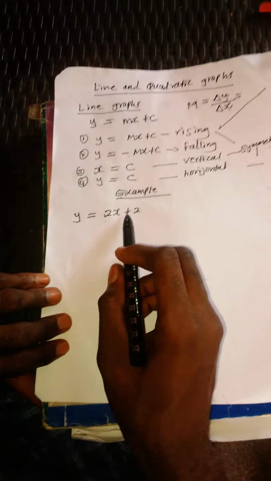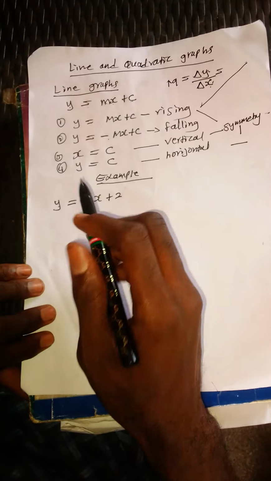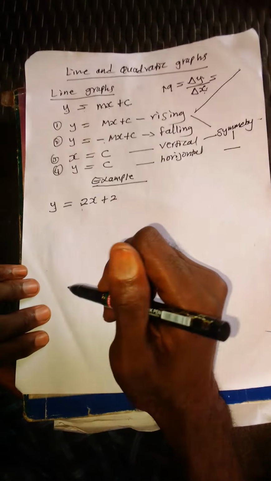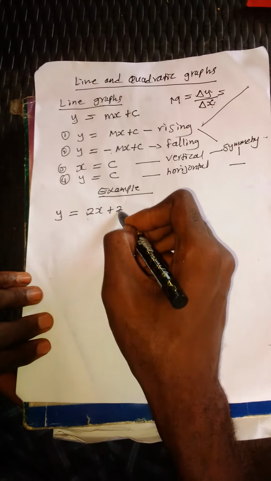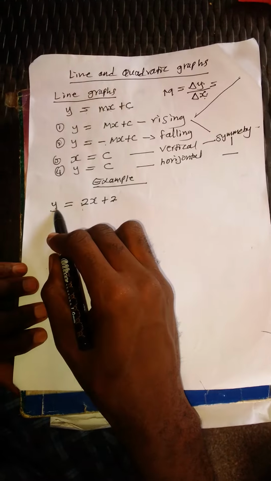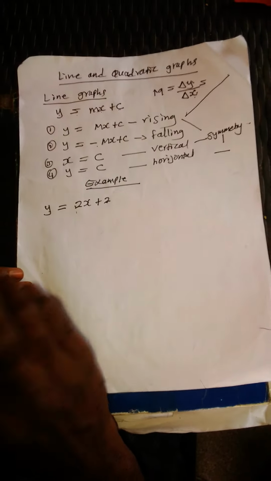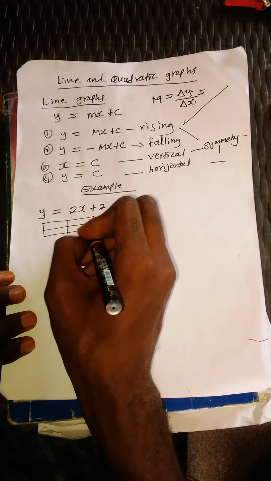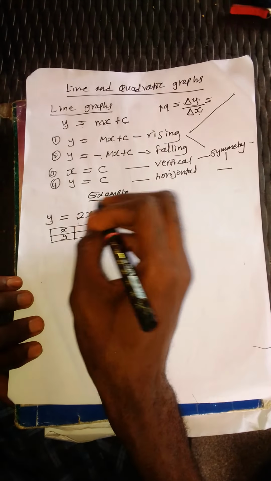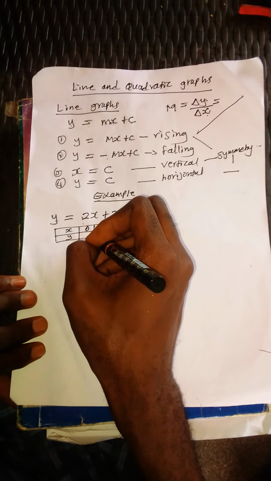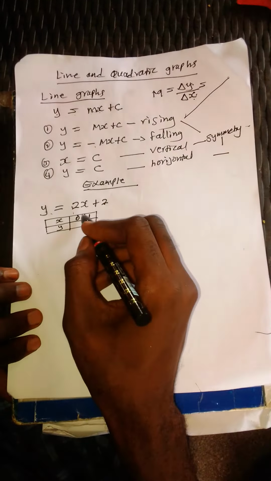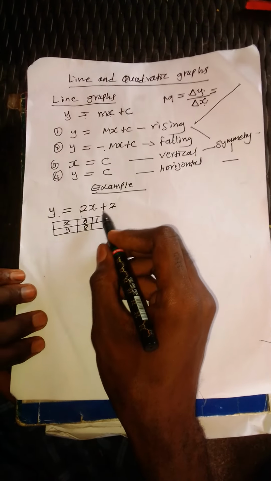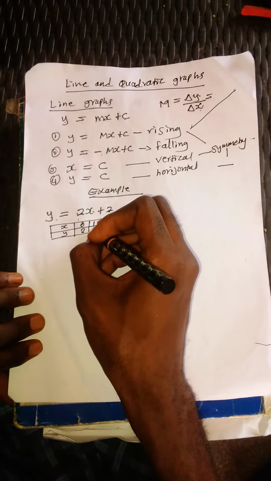Now let's see how we are going to graph it. I told you y and x are simply the axes, and this 2 is the slope or the gradient, and this other 2 is the intercept at y. It means the line must pass through y at 2. Now let's think of two values only and plot them. Let's choose x to be 0 and the other to be 1. When x is 0, 2 times 0 is 0 plus 2, this gives us 2. When x is 1, 2 times 1 is 2, plus 2 gives us 4.